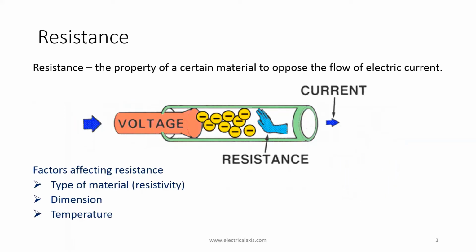By definition, resistance is a property of material to oppose the flow of electric current. And as discussed before, there are different factors that affects the value of the resistance. These are the type of material, which also involves the resistivity, the dimension, and the temperature. As we can see here, the voltage is trying to push the electrons to the right. However, the resistance is trying to oppose it.